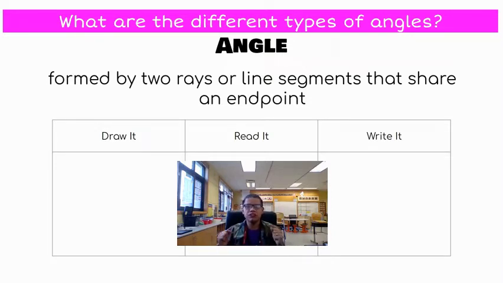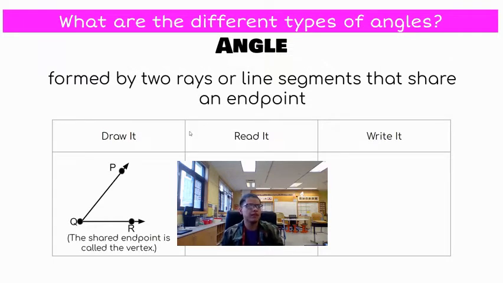So now that you understand some basic terms, let's go ahead and move on to angles. An angle is formed by two rays or line segments that share an endpoint. And we're going to learn a fancy word for what that endpoint is called. When we draw it, it looks like this. So here I have angle PQR. That shared endpoint is called the vertex. So right here, this point that is shared between ray QP and ray QR, that is called the vertex.